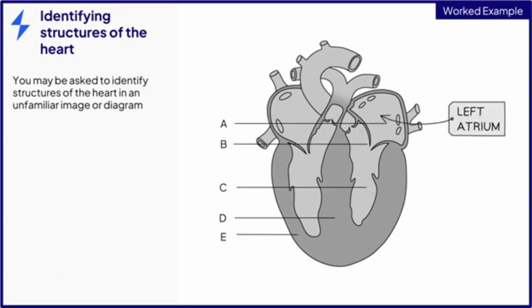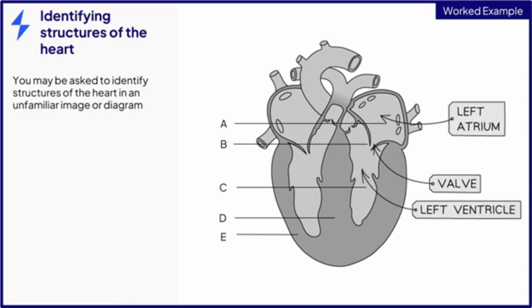First we have A, the left atrium. It is one of the smaller chambers which are always at the top of the heart. At B, you can see one of the valves which separate the atria from the ventricles on each side of the heart. There are further valves located at the entrance to the arteries. Following that, we have the left ventricle at C. The ventricles sit below each atrium and are larger in size. Do be sure to name either left or right depending on which has been labelled.